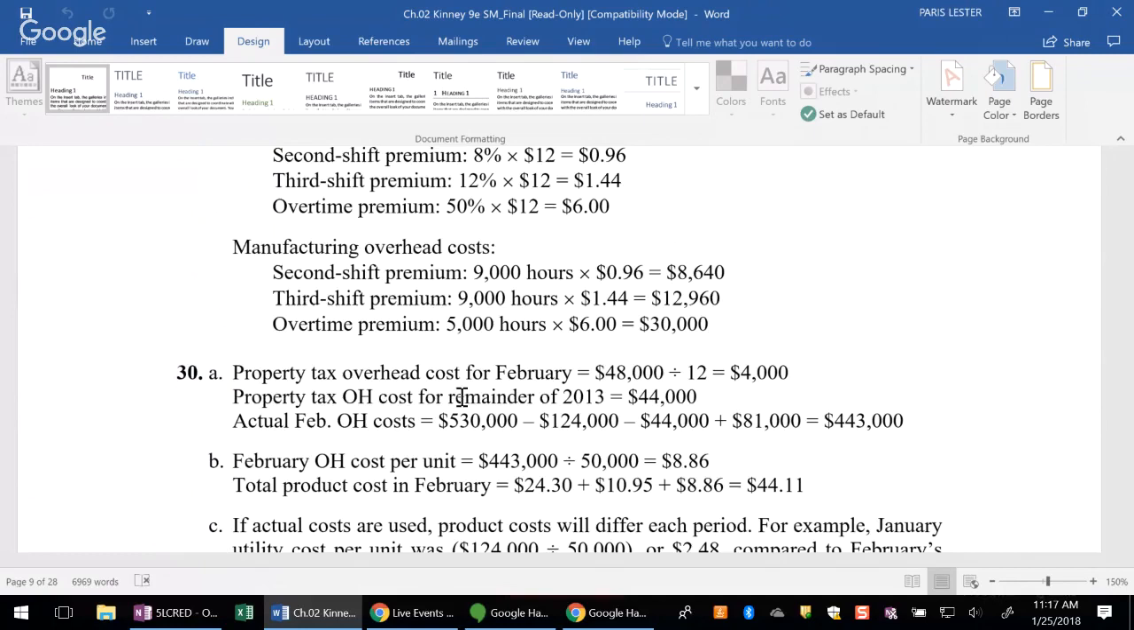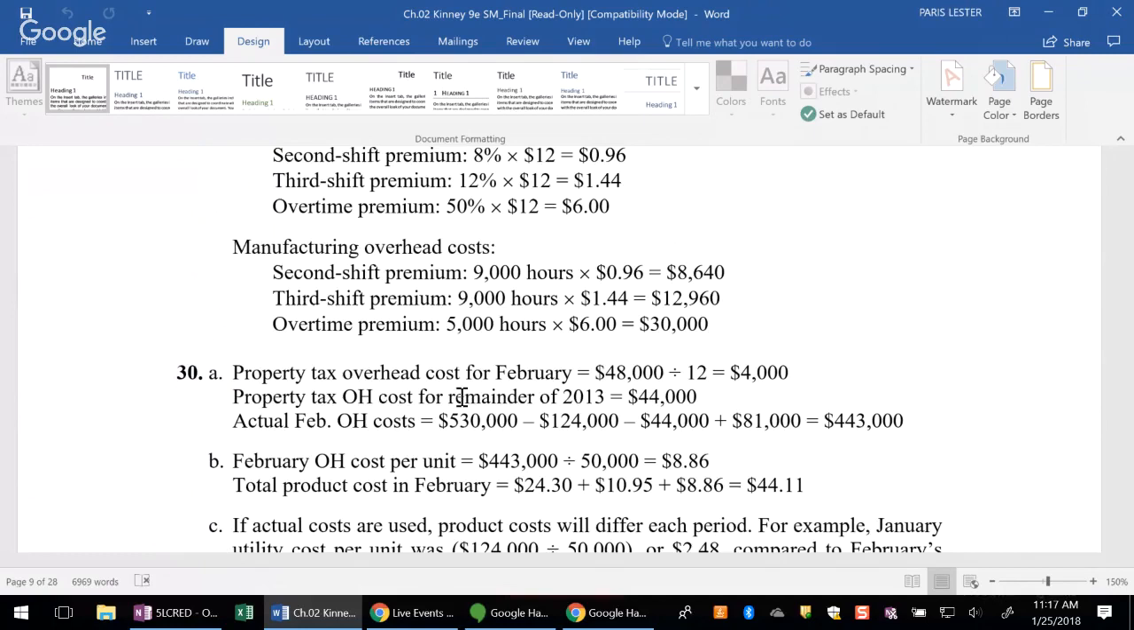Now, how come the 124 came out? What was it for? For January utility cost? All right, but we're only talking about February, aren't we? Yeah. So February's utility cost was 81. January was 124, so take out January, add February, and take out 44,000 of property tax. That's all you have to do.